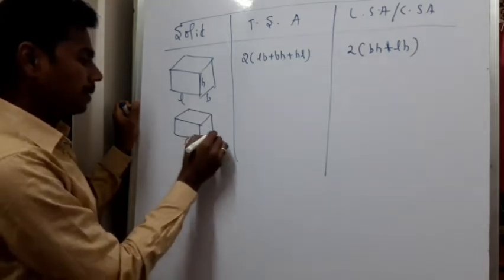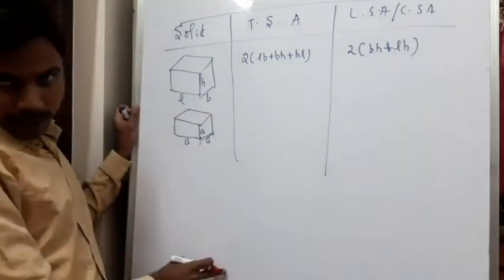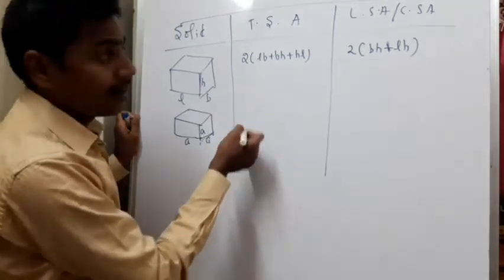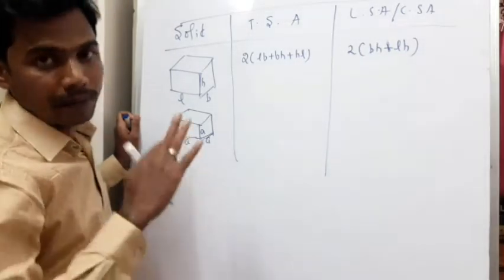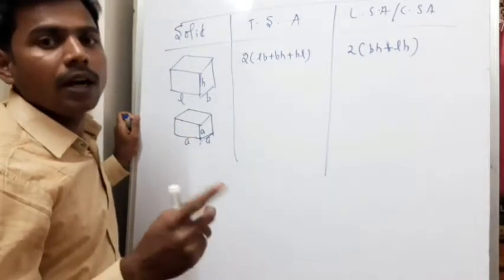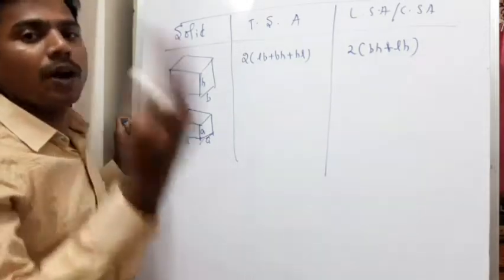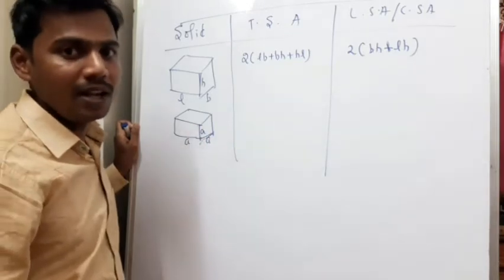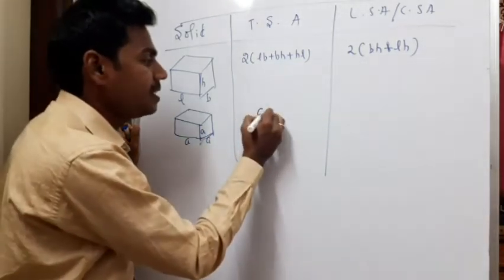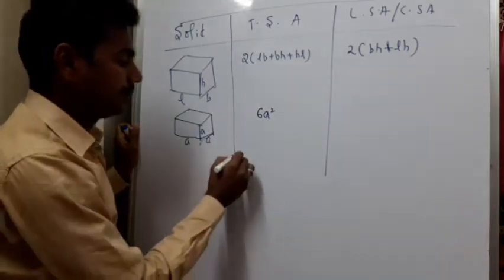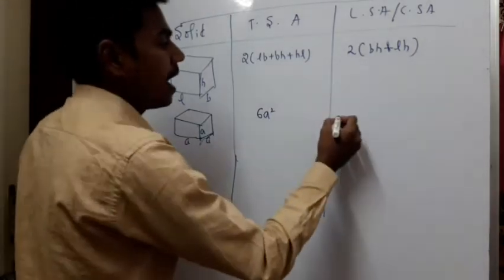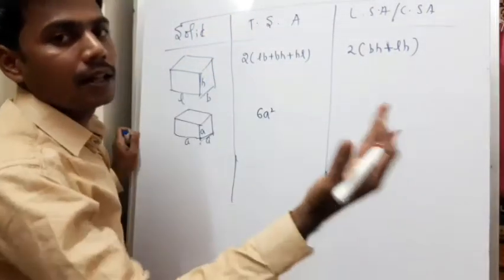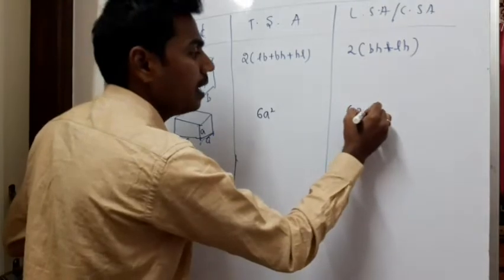Then cube. All the edges will be the same and all the faces will be identical. So what is the total surface area? There will be 6 faces and the area of one face is A square. If you include all the 6 surfaces, that will give us total surface area, that is 6A square. And for lateral surface area, we need to remove the top face as well as the bottom face, and the lateral 4 faces will be there, that is 4A square.